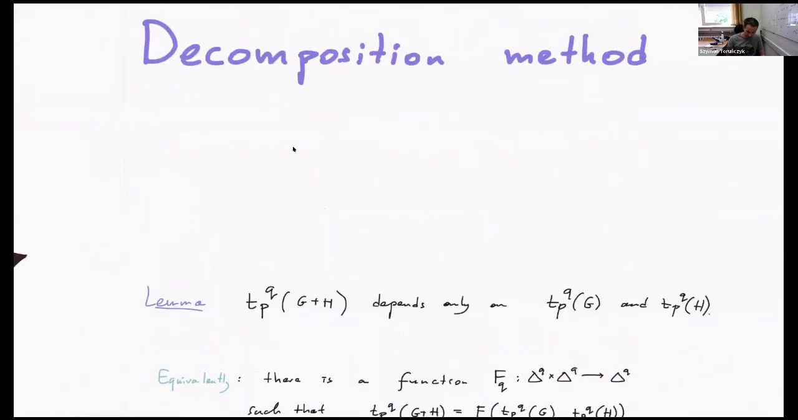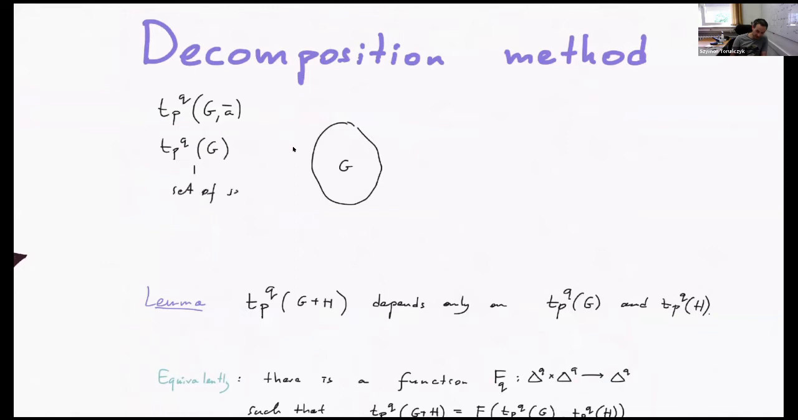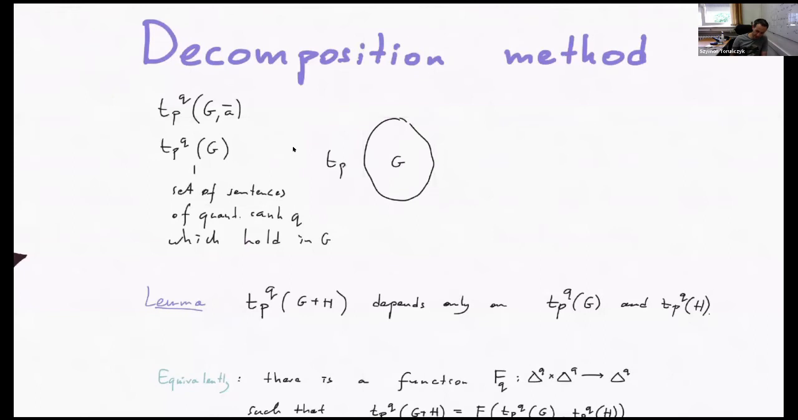Before I do this, imagine we have a graph G. Oh, so by the way, I defined what is the quantifier rank Q type of a tuple in a graph. But you can also say, what is the quantifier rank Q type of the graph itself, with the empty tuple? It is the set of sentences of quantifier rank Q which hold in G. Okay, so we can look at the type of a graph.